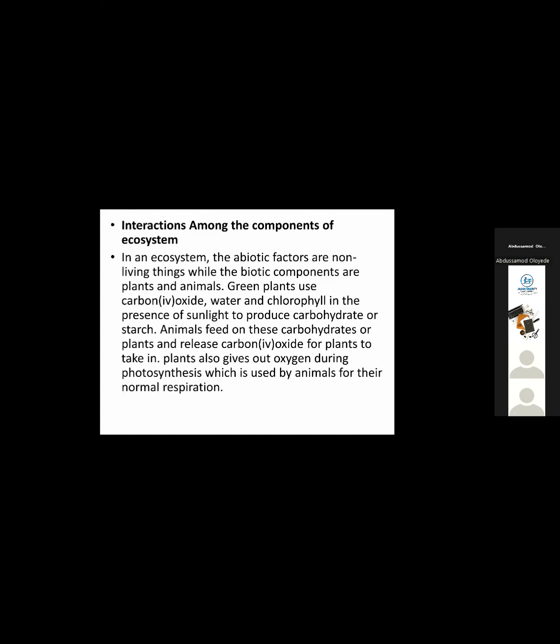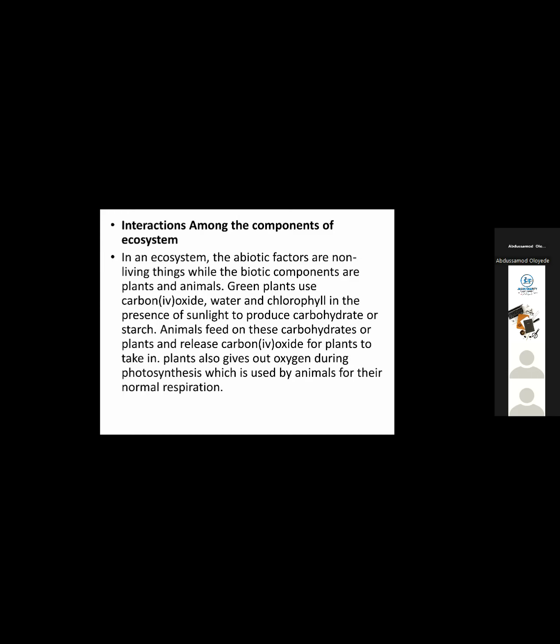Now, what are the interactions among the components of the ecosystem? How does the biotic component interact with abiotic components? The biotic components, for example animals like dog, rat or rabbit, feed on plants. They need plants to survive. Without plants, they cannot survive. Now the plants need abiotic factors to survive.